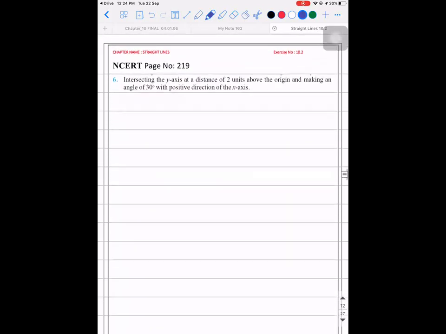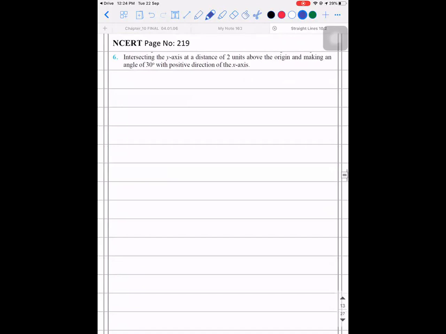We'll do one last problem for today. Write the equation of the line which is intersecting the y-axis at a distance 2 units above the origin and making an angle 30 degrees with the positive direction of x-axis. What do we mean by positive direction of x-axis? Anti-clockwise. Yes.